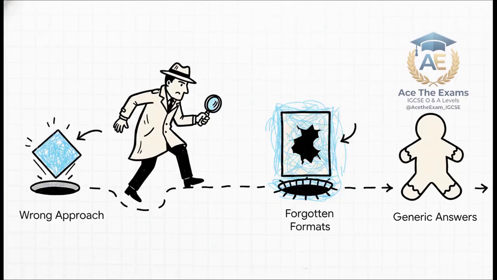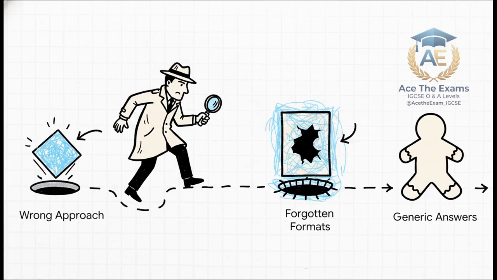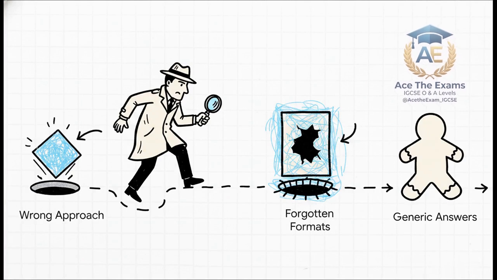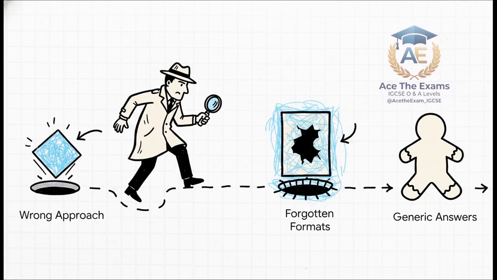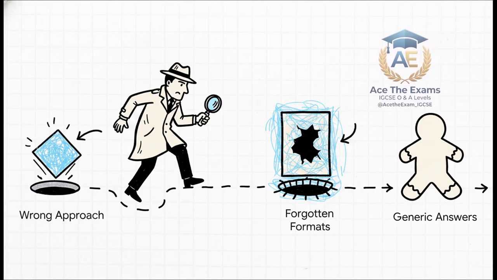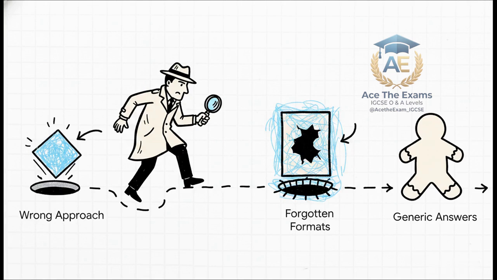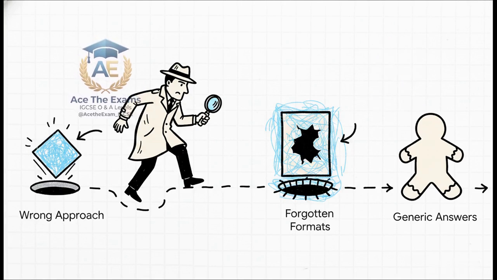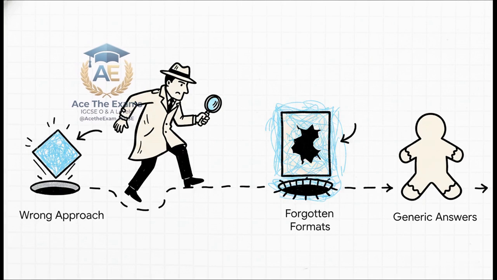We've cracked open the principal examiner reports, and according to their direct warnings, these are the 3 absolute most common ways students hemorrhage marks. Trap 1, using the wrong approach for the specific context of the club. Trap 2, forgetting basic format checks, like leaving off your dates or the balance brought down figures. And Trap 3, generic, non-specific answers.